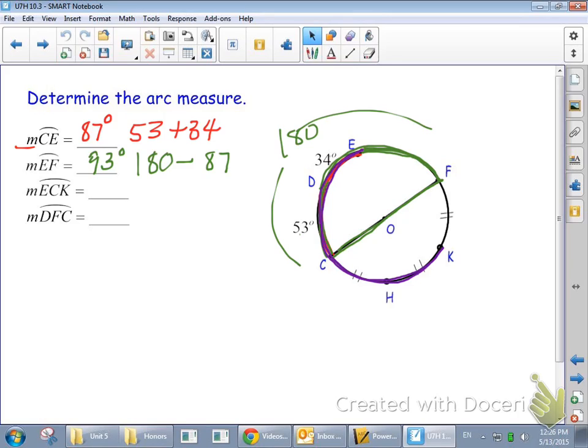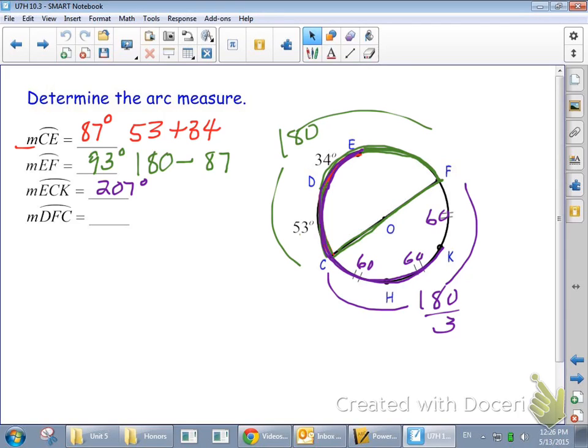Okay, I know that this is 34 here, this is 53, and then I don't know any of the measures here. But in this half circle here, that's 180, I know that these three pieces of the arcs are congruent. So if I take 180 and I divide by 3, then I know each one of these is 60. So basically I'm going to add up 34, 53, 60, and 60, and I'm going to get 207.